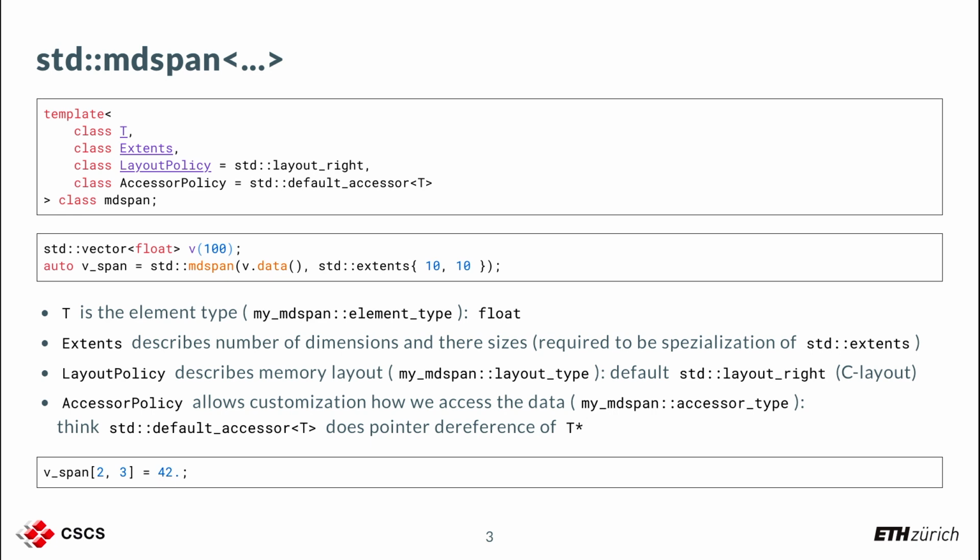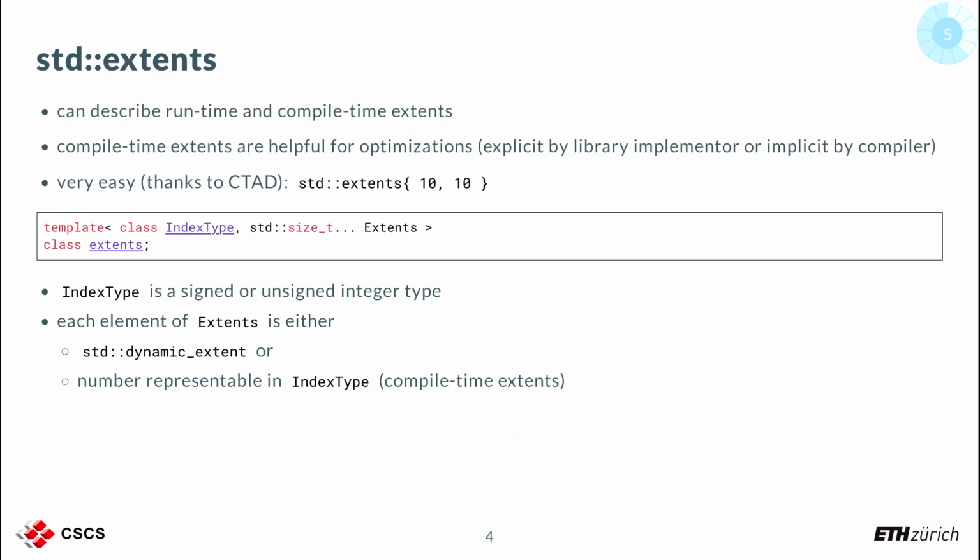Well, I didn't say what the default accessor does, but basically it points to the reference of whatever you're pointing to. Okay, let's look a bit more into std::extents. I will not go into too much detail. Basically it allows you to describe the extents of your array, both runtime and compile time extents. If you have compile time extents, the compiler knows already what the sizes in these dimensions are, and could potentially optimize.